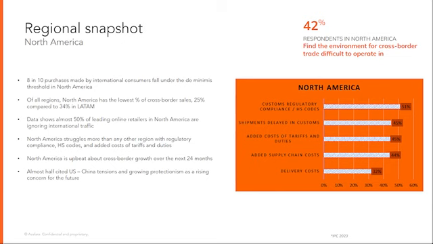So 42% of the respondents for the survey found it difficult to operate in that cross-border environment. So we're seeing that regulatory and customs compliance and those state and local issues are the biggest drivers for not expanding internationally in North America. And I'm going to walk through why.